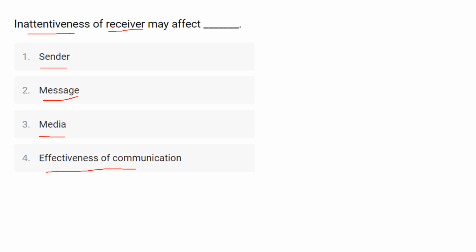So also, when the receiver has received the message, particularly his mind may get busy framing a reply, and guessing what might be said, thus missing out on what is being said. So the inattentiveness of the receiver, if the receiver is not attentive whenever I'm passing my message, means it will automatically affect the effectiveness of the communication.